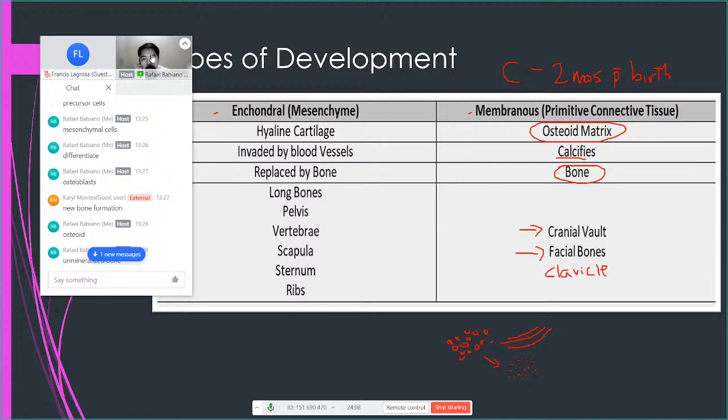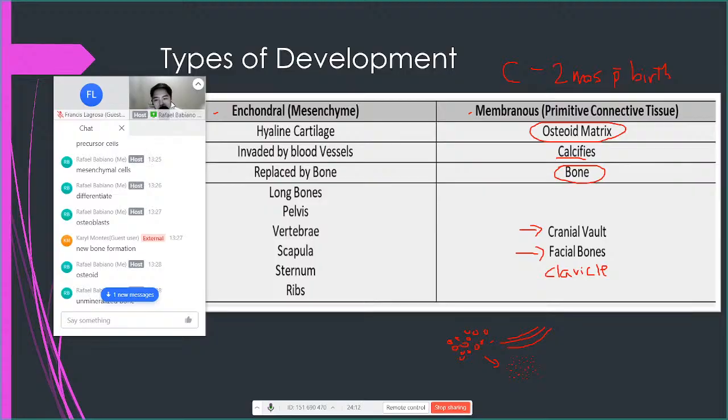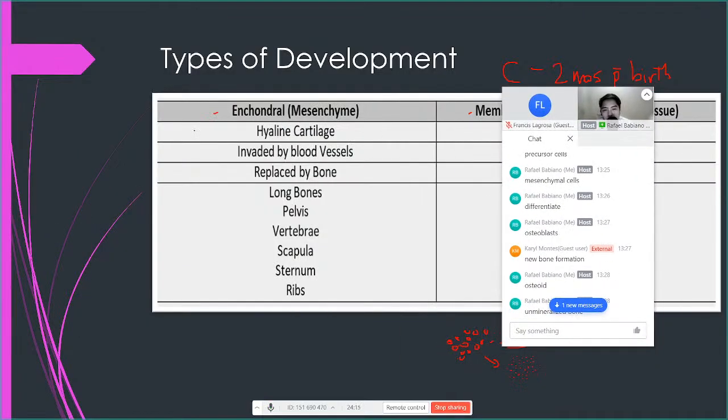Now we go to endochondral ossification. So endochondral, from the name chondro, right? I mentioned in the tissues, chondro means cartilage. Osteo, bone; chondro, cartilage. So here you have a clue already. Endochondral ossification, meaning it starts as a cartilage. So just imagine cartilage here.